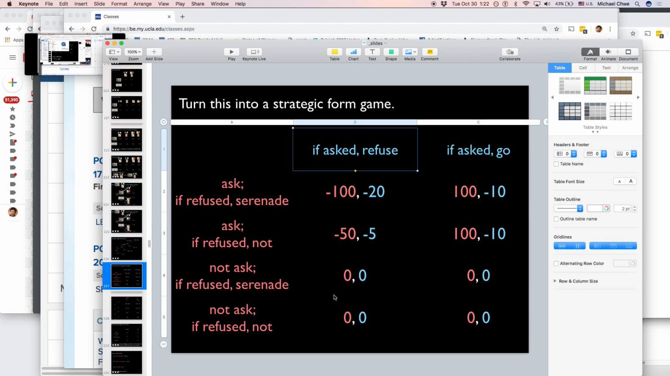If 2 does this, what's 1's best response? Zeros, right? If 2 does this, the best response for 1 is hundreds. If 1 does this, the best response for 2 is -10. If 1 does this, 2's best response I think is the -5, right? If 1 does this, 2's best responses are the 0s.